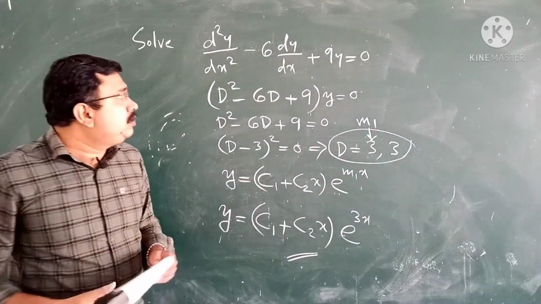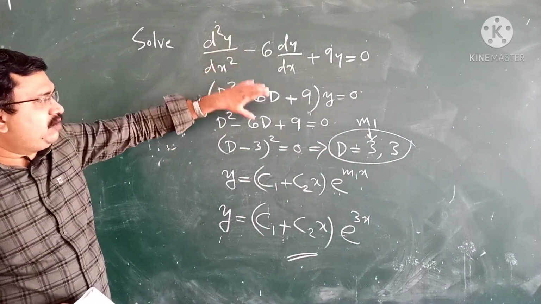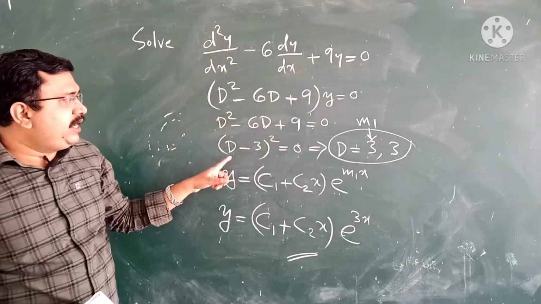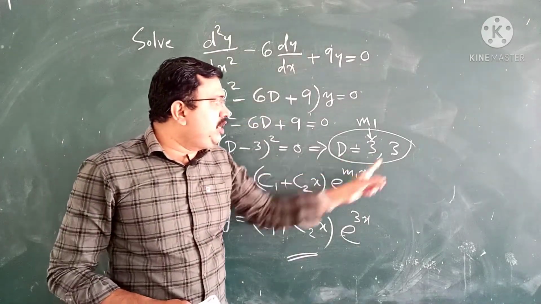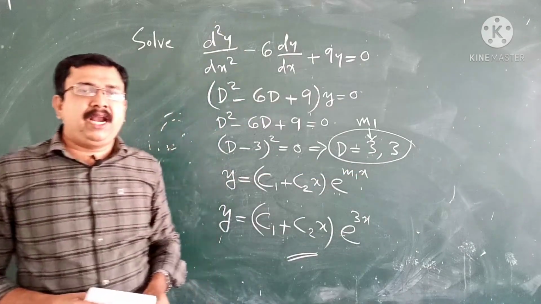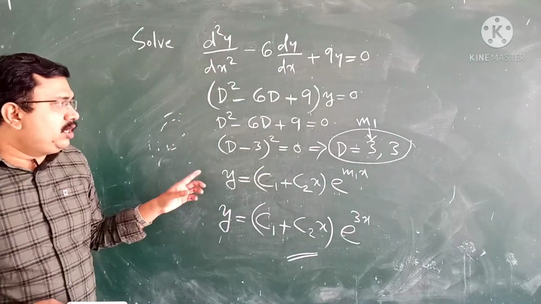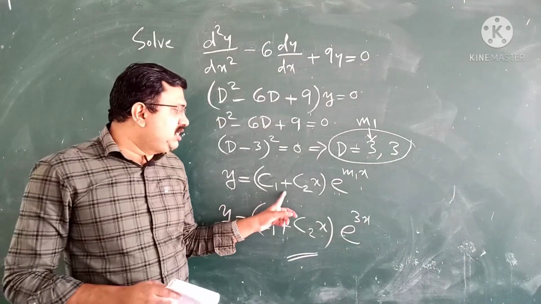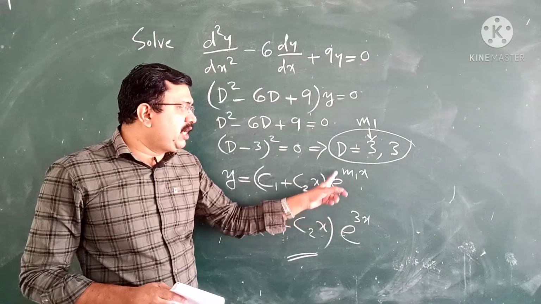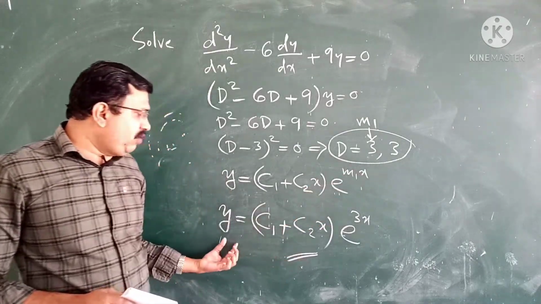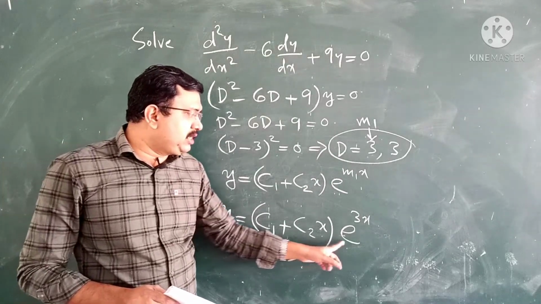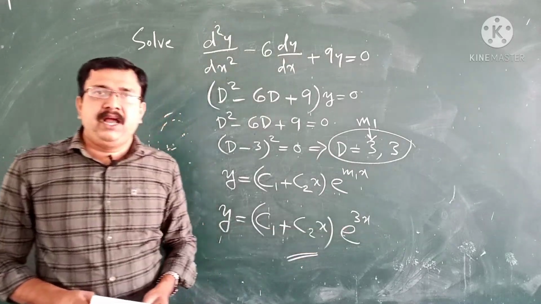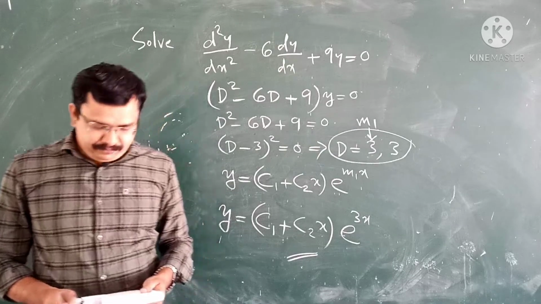Okay. This is our question. We are converting into auxiliary equation. Then we get D equal to 3. That means the roots are real and same. Equal. The roots are real and equal. Therefore, our solution is y equal to (c1 plus c2x) into e raised to m1x. That is y equal to (c1 plus c2x) into e raised to 3x. That is our final solution.